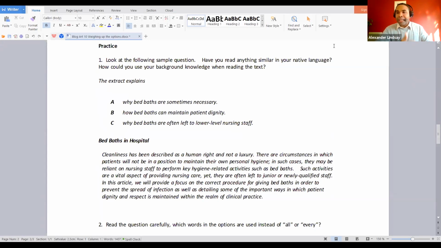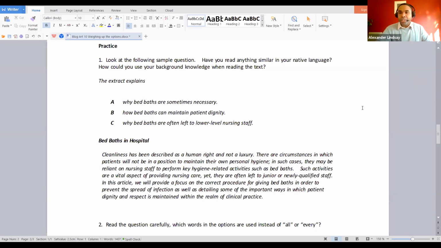So remember, with all and every, we were talking about absolute language, weren't we? And if you've got something which provides lots of absolute language, then we can find contradictions in the text sometimes. Okay, brilliant. So Nassim is saying sometimes, yeah. So if you look at A, it says why bed baths are sometimes necessary. So if it was absolute, it would say why bed baths are always necessary, in which case we'd have some absolute language and maybe we could find a contradiction to it. But in this case, we don't have that because it says sometimes.